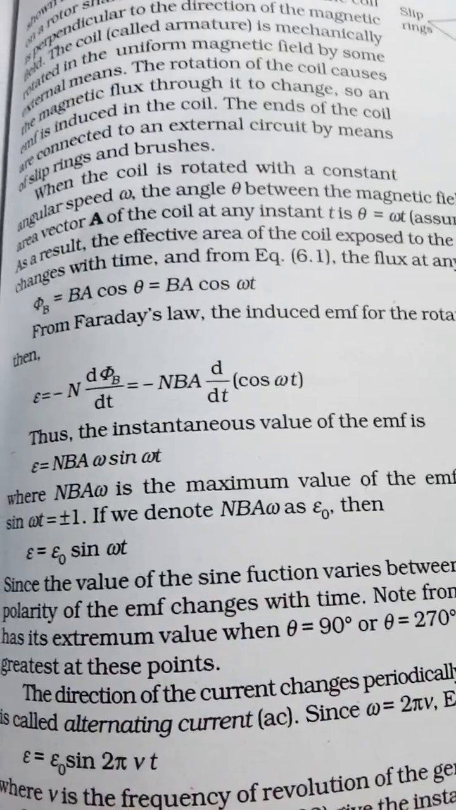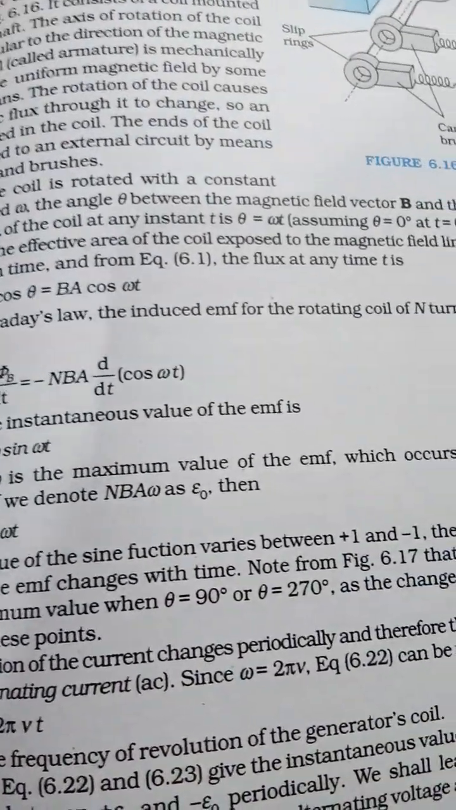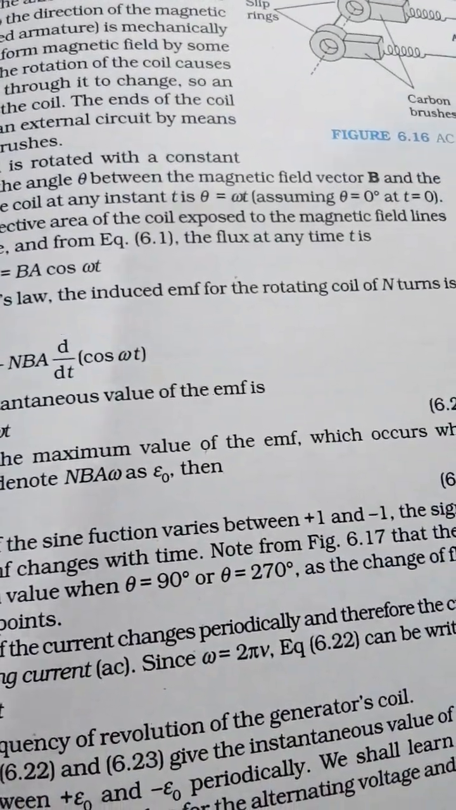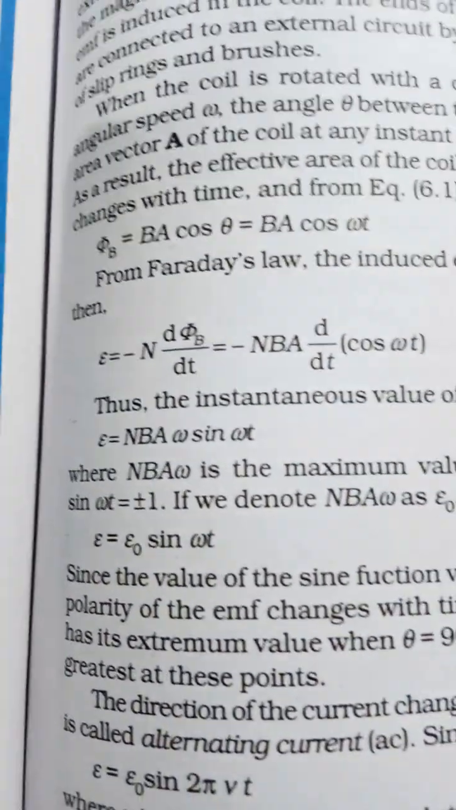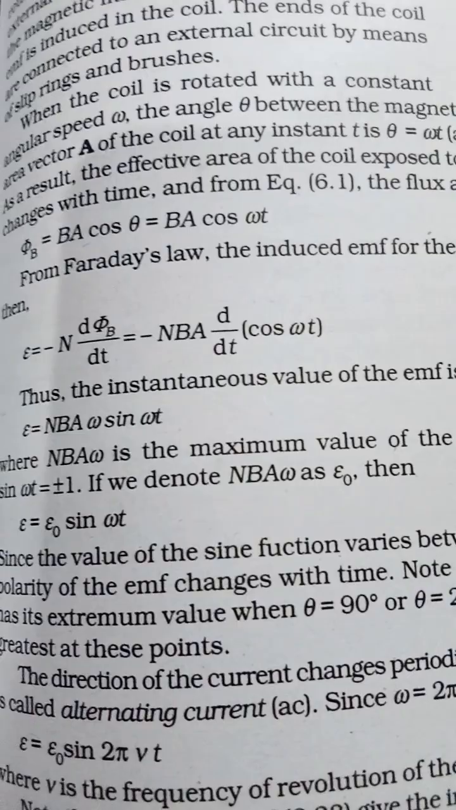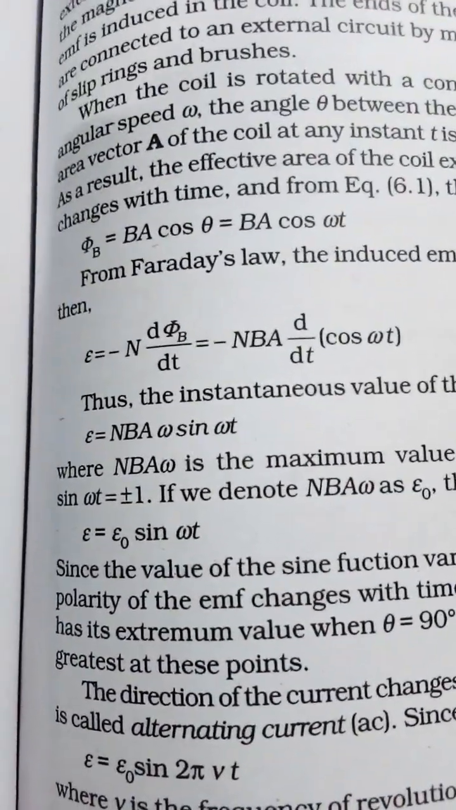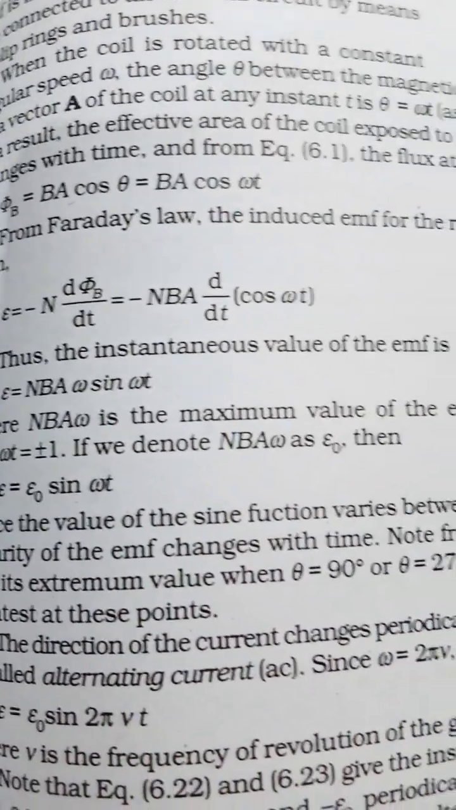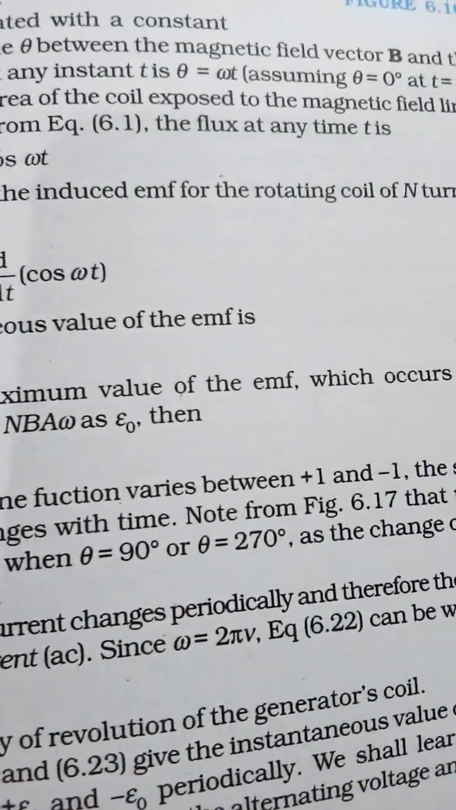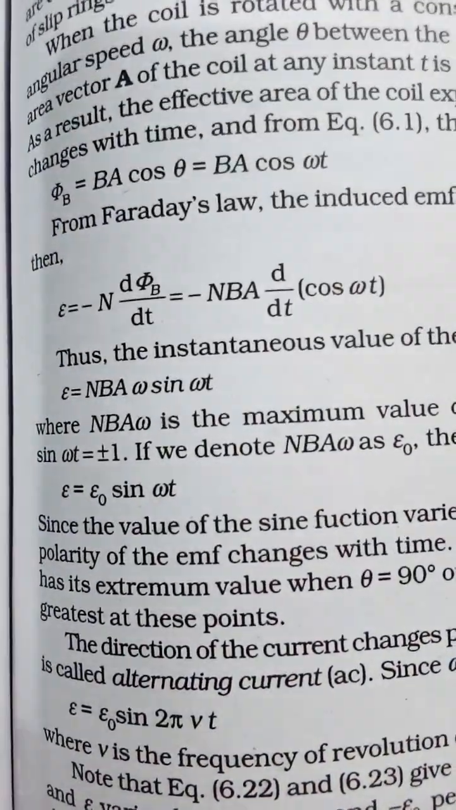As a result, the effective area of the coil exposed to the magnetic field lines changes with time. And from equation 6.1, the flux at any time t is phi_B equals BA cos theta, which equals BA cos omega t. This equation will work. From Faraday's law, the induced EMF for the rotating coil of N turns is given by the equation you will see here.